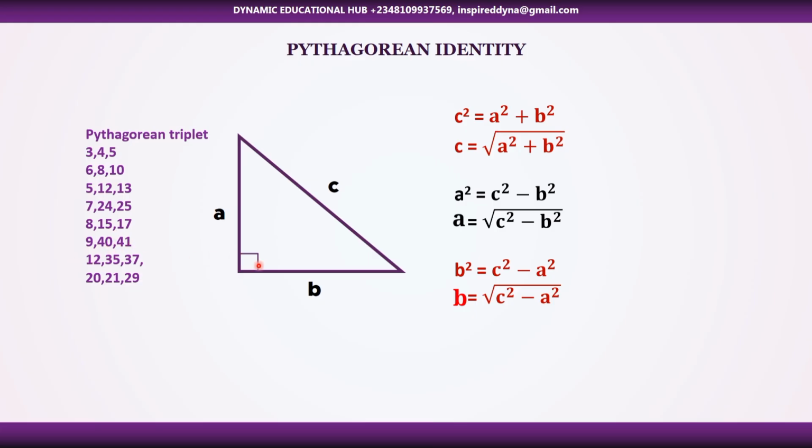We can also have multiples of these. For instance, when you multiply 2 by 3, we get 6. 2 by 4, we get 8. 2 by 5, we get 10. So you can have multiples of any of these Pythagorean triplets. Let's say I want to form another triangle here. I can just have 18, 80, and 82. It will form a Pythagorean triplet. So that is that about Pythagoras theorem.